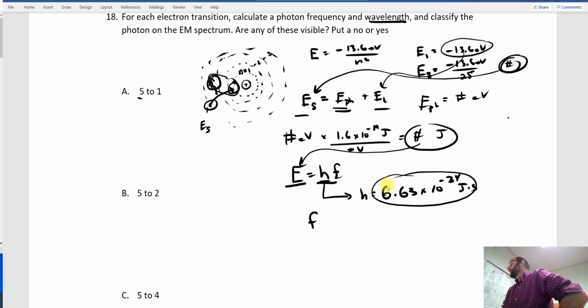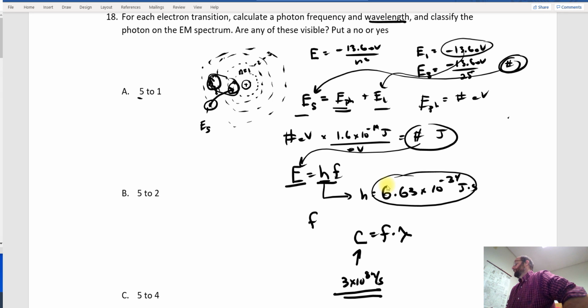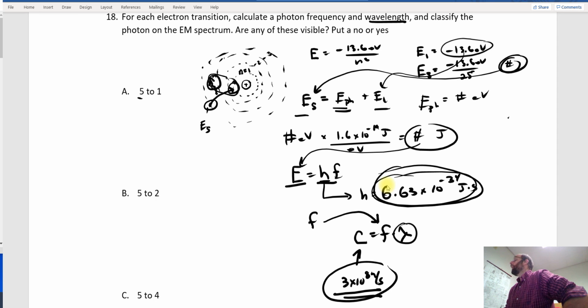Okay, so for all EM radiation, the speed of light is equal to frequency times the wavelength, where this value is 3 times 10 to the 8th meters per second. This is true for all electromagnetic radiation. Then you take your frequency, that's going to go there, and you calculate a wavelength. That's what that thing is. So again, this number and this number, these are good for all EM radiations, okay? So that's how you do A, B, C, all of them.